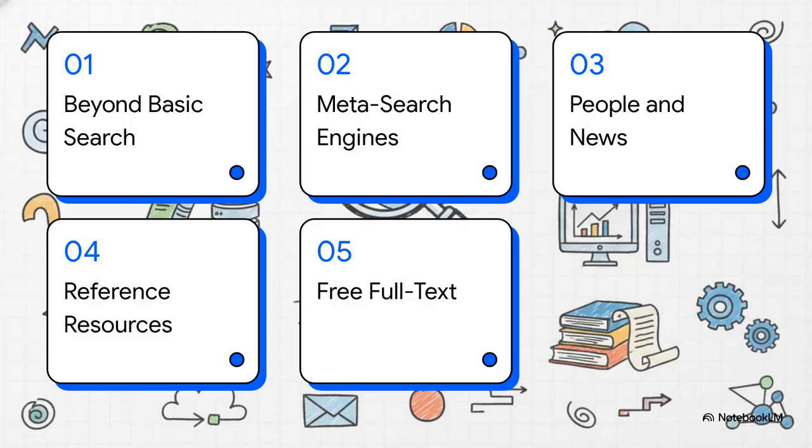Okay, let's look at today's roadmap. We're going to cover beyond the basic search, mastering meta search engines, tracking people and news, quality reference resources, and finally, finding free full text.